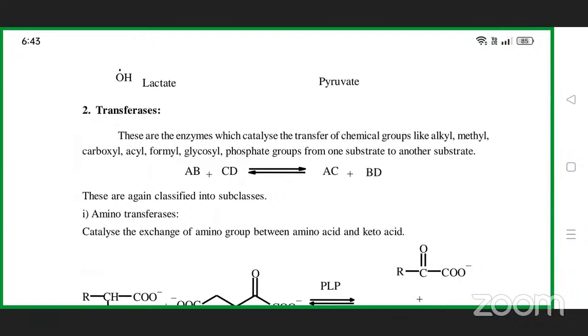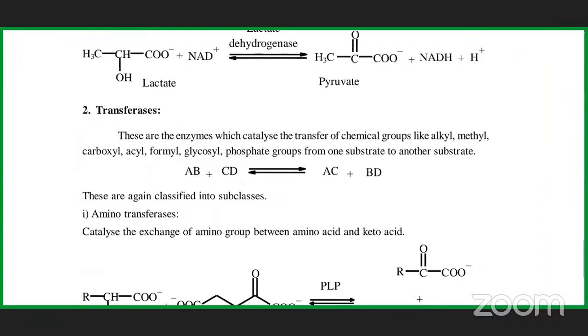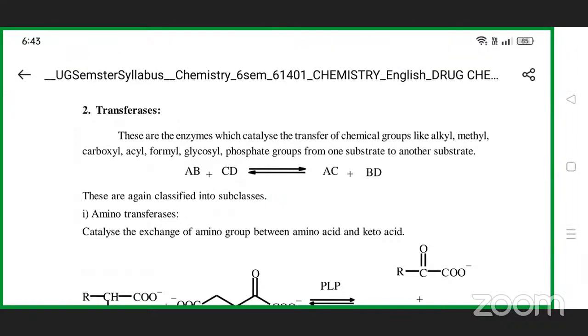Next, transferase enzymes. Generally, these enzymes catalyze the transfer of chemical groups like alkyl, methyl, aryl, carboxyl, formyl, glycosyl, and phosphate groups. The name itself, transferases, means they transfer groups. So what groups can be transferred? Methyl, ethyl, isopropyl, carboxyl, acyl, formyl, glycerol, phosphate. These groups can be transferred from one substrate to another substrate.